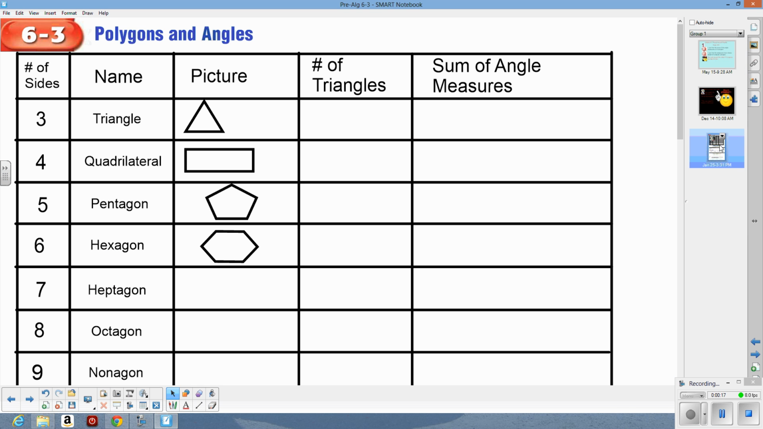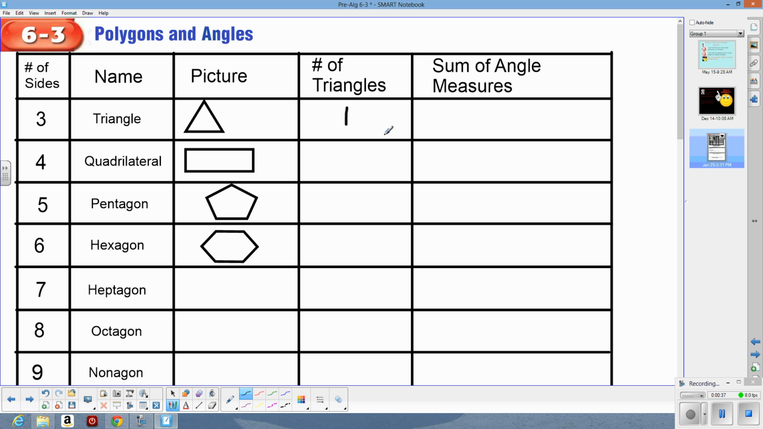We're going to start out by just going through some basic shapes and help figure out the sum of the angle measurements. We're going to start out with the triangle. A triangle is a polygon with 3 sides. It obviously makes one triangle. And the sum of the angles in a triangle, you should know from previous courses, is 180 degrees. So the 3 angles in a triangle added together are 180 degrees.